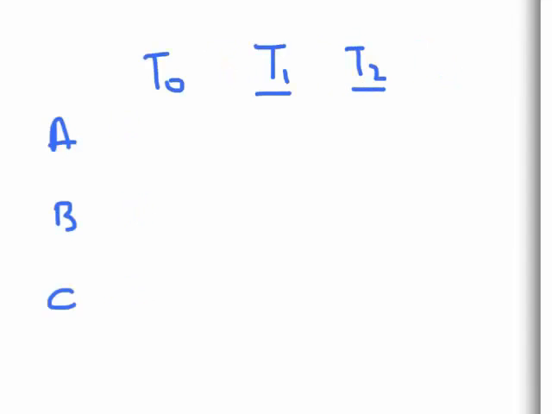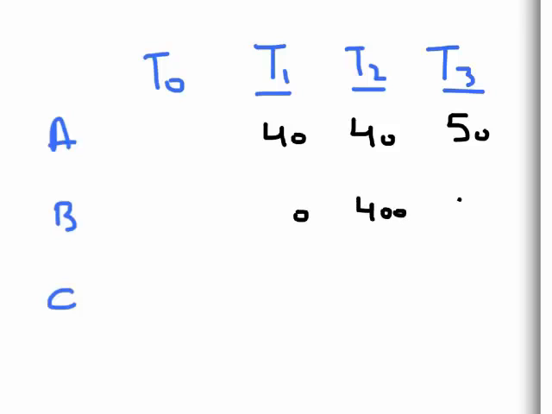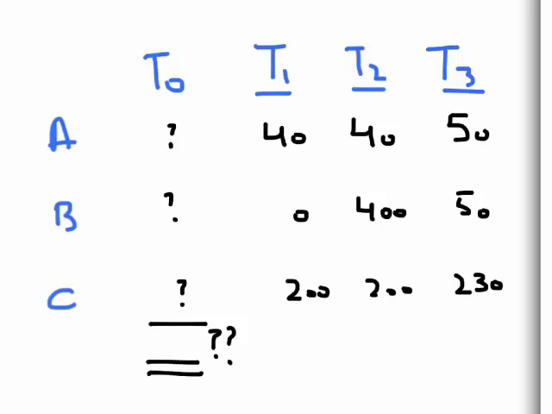Now let's say we have various projects A, B and C for which we want to calculate present value. At T0 we want to calculate present value. So we have payments at T1, T2 and we have payments at T3. So let's say we have payments of 40, 40 and 50 here for project A. For project B we have 0, 450, and for project C we have 200 and 230, and we want to know present value. In fact, we are more interested in knowing the total present value. This is what we want to know really.